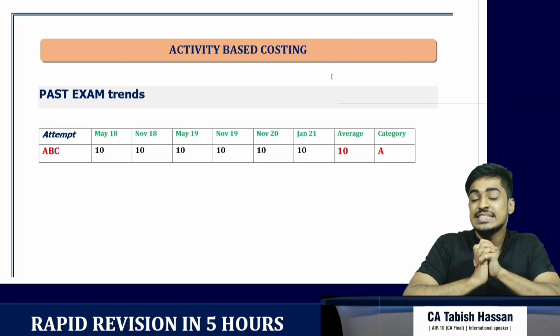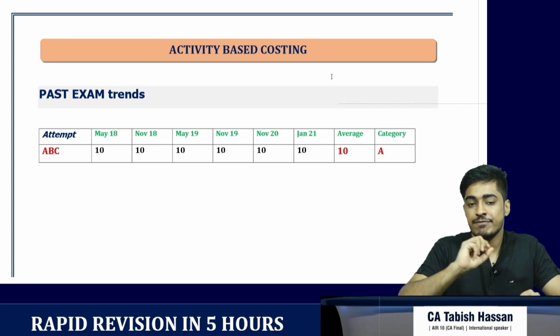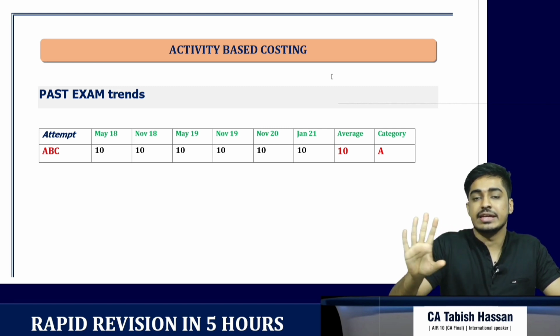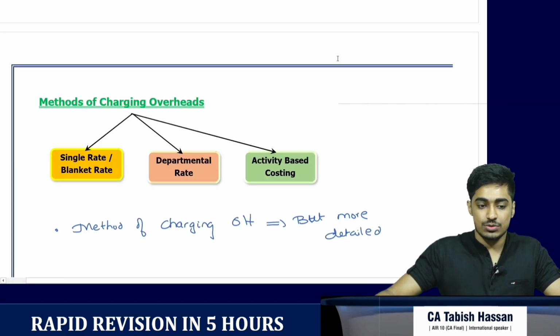Now let's get to the next chapter, that is activity based costing. From the exam perspective, it is one of the most important chapters. Every attempt you are having a 10-mark question. So undoubtedly it falls in the A category chapter. It is very simple, very easy and very scoring.